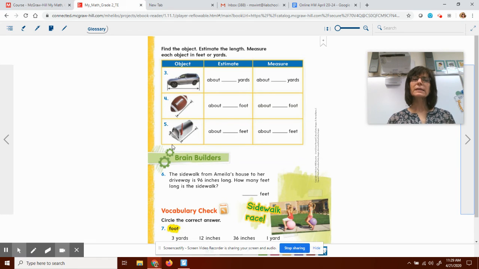I just need to see that you're not telling me that this football is 5 feet, because that's about how tall Mrs. Swin is, and that'd be a really big football.